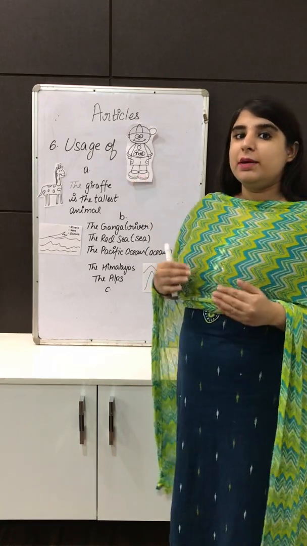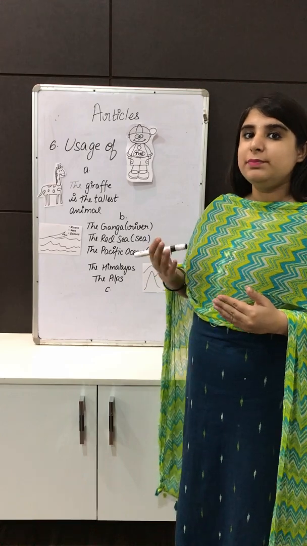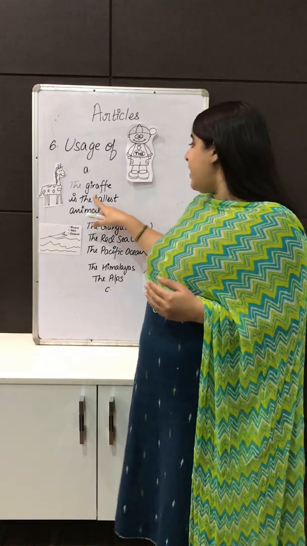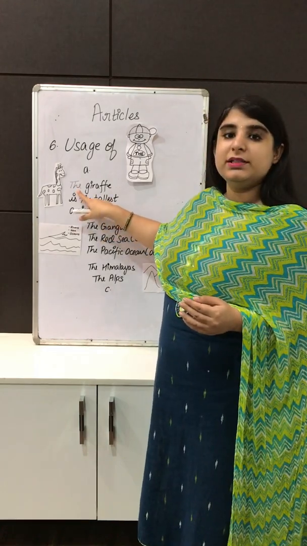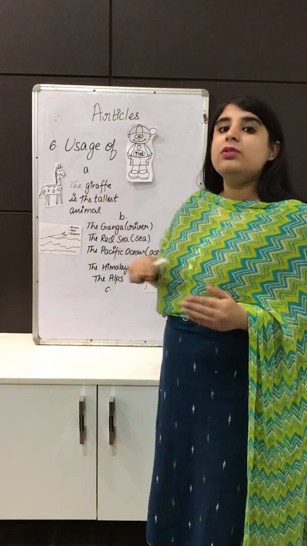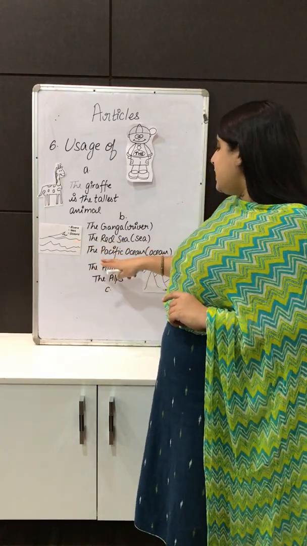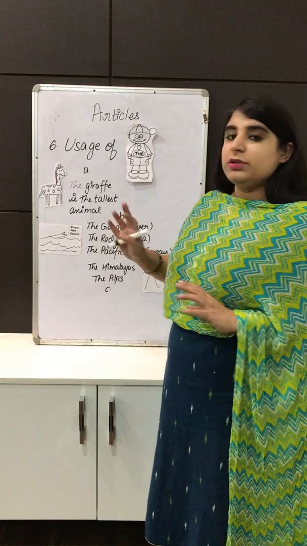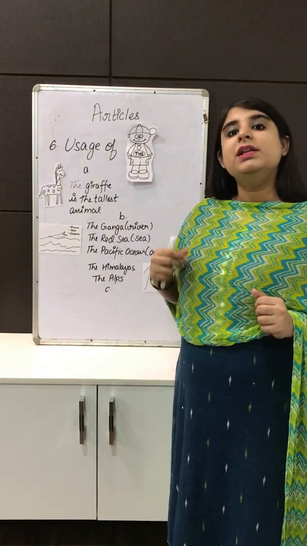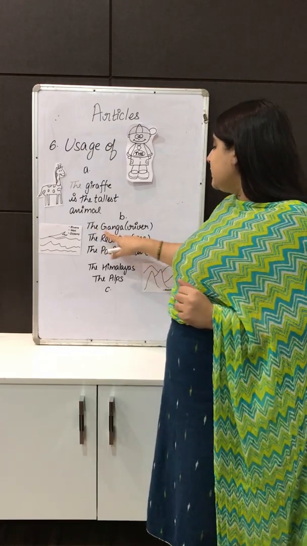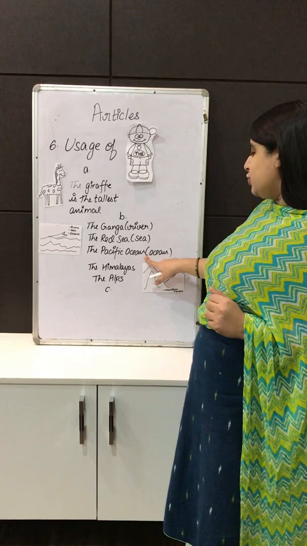So when we are talking about a whole class of animals, then we use the before it. Say when I am saying giraffe is the tallest animal, I am going to use the article the because I am talking about all the giraffes in the world. Here when I say rivers, seas and oceans, before all the rivers, seas and oceans, we are going to use the article the. So we say the Ganga, the Red Sea and the Pacific Ocean.